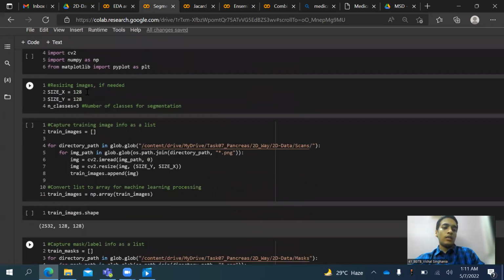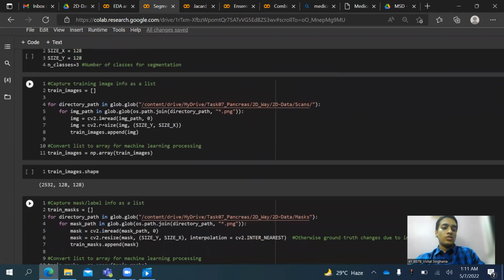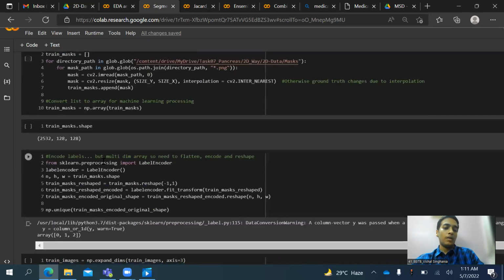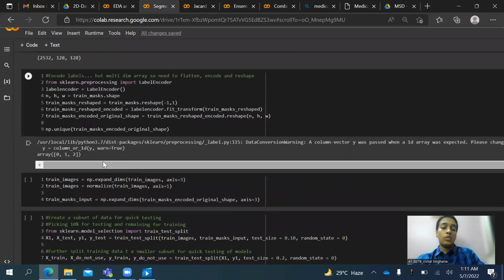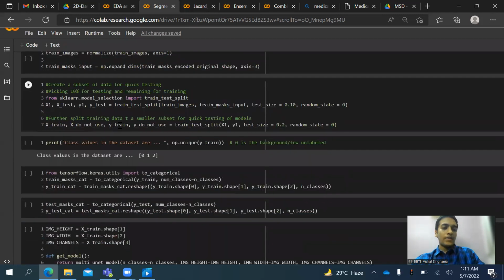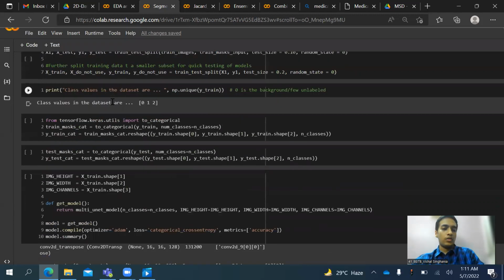Also, the image sizes we kept 128 by 128 because of the hardware resources crunch and hardware limitations. So this is the step of loading the data into a NumPy array. We are using OpenCV for that. Same for the training mask, and then we're label encoding the training mask for feeding into the model. After that, we are performing a train test split. The split percentage we are using is 30% over here.